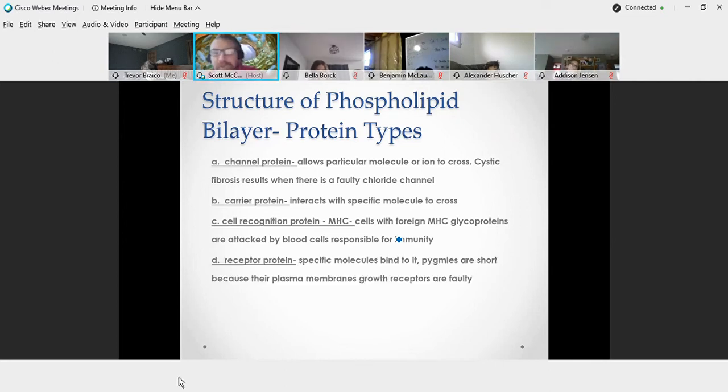Good job. All right, receptor proteins. Well, let's talk about human growth hormone for a minute. How many of you, raise your hand if you've heard of human growth hormone?